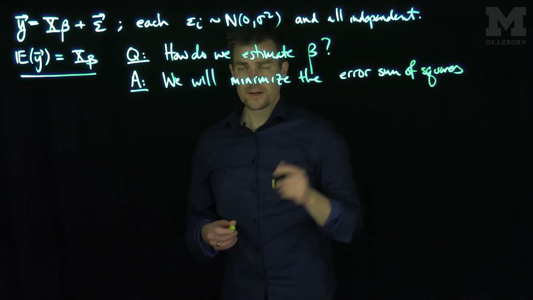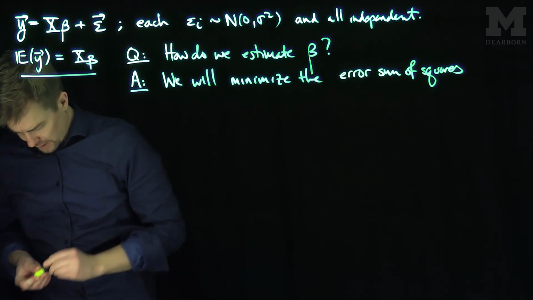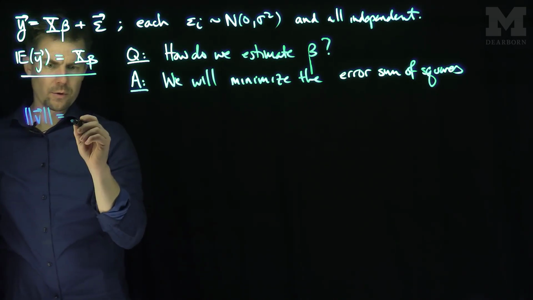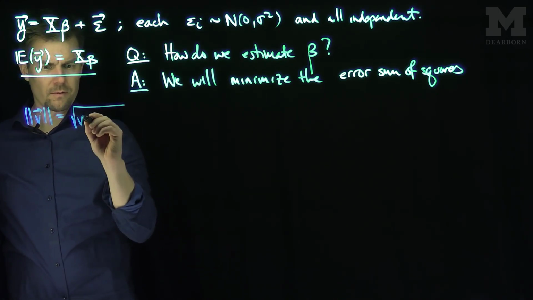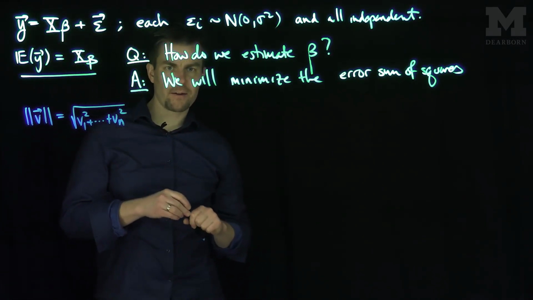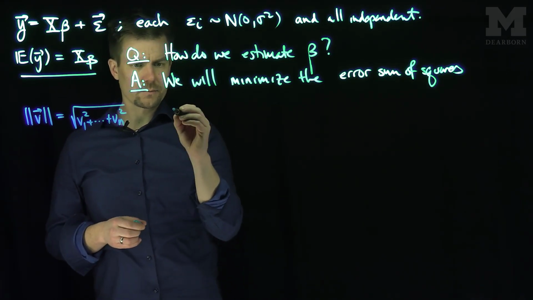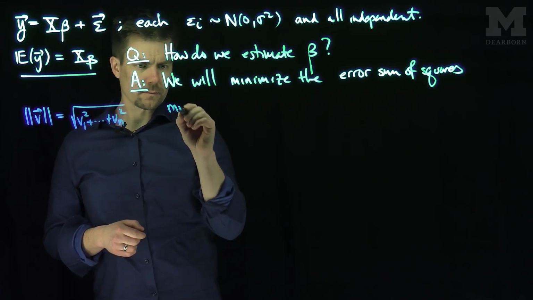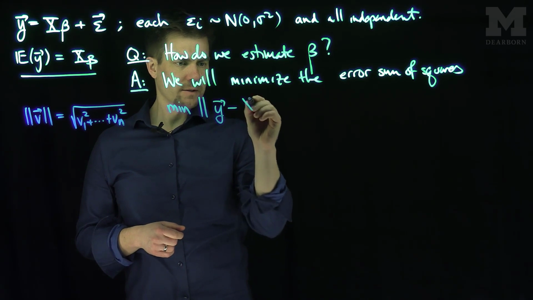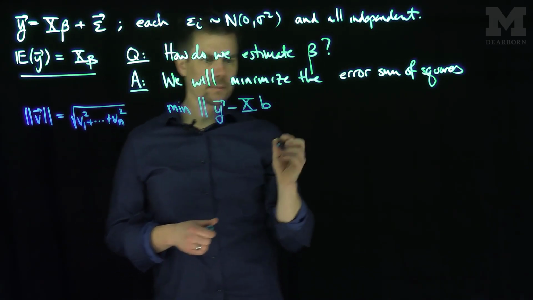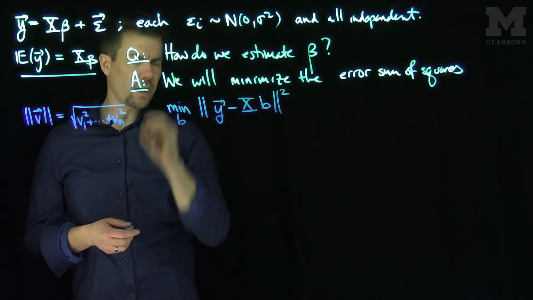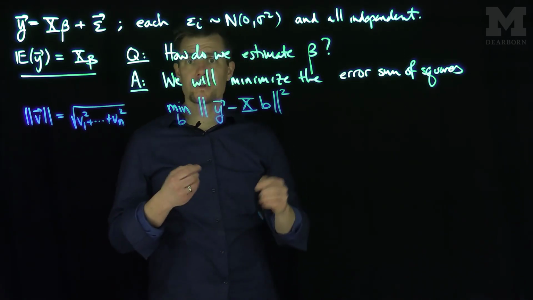What that amounts to is that if we recall from calculus that the norm of a vector v is equal to the square root of the sum of its components, v1 squared plus up to vn squared, then our goal now is to minimize the norm of y minus X b. We can put a squared here if we want. We want to minimize this quantity, or just its square, over all values of b. Now we can use linear algebra to solve this problem.